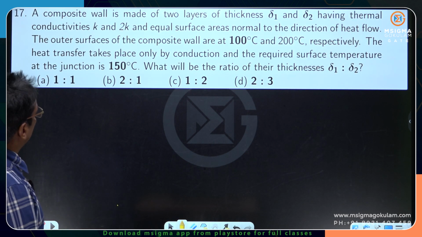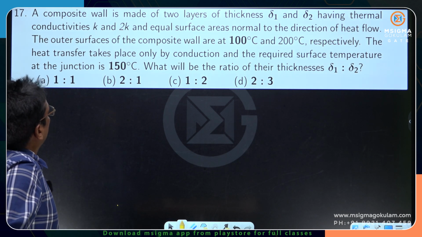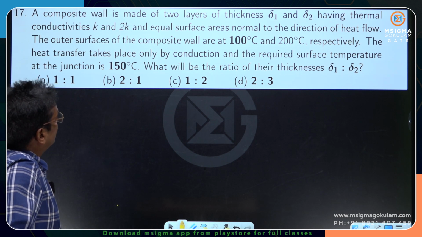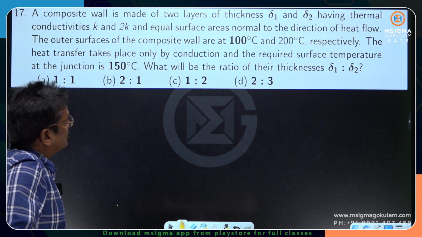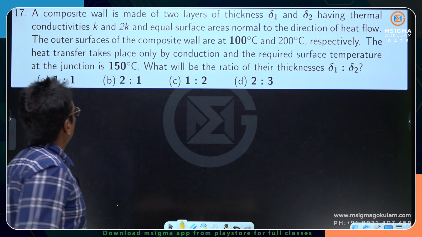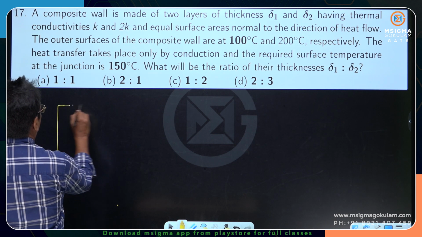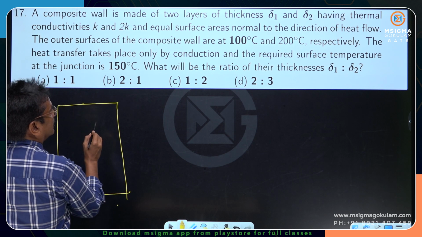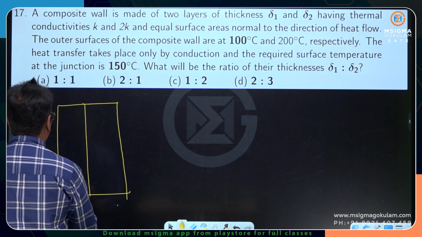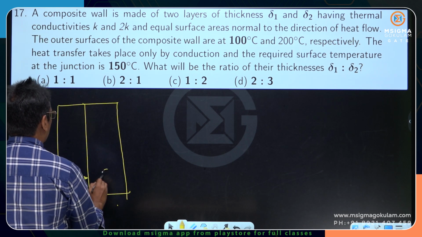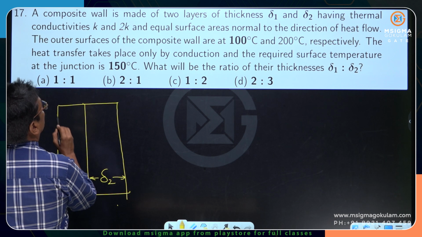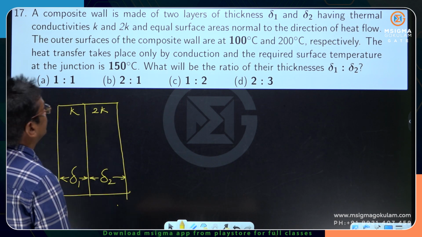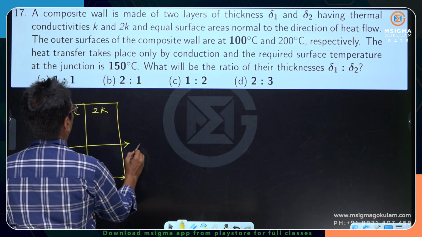Now we shall solve some previously asked questions. A composite wall is made up of two layers of unequal thicknesses delta 1 and delta 2, having thermal conductivities K and 2K and equal surface areas normal to the direction of heat flow. Okay, this is K, this is 2K. This is the direction of heat flow.